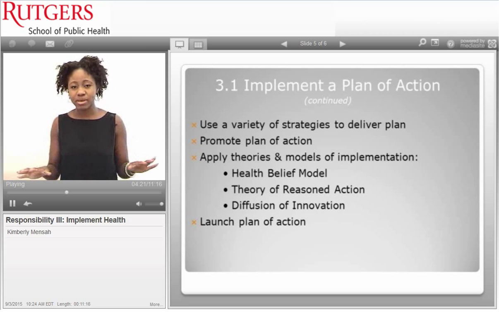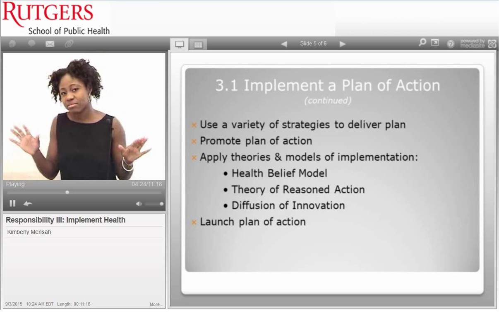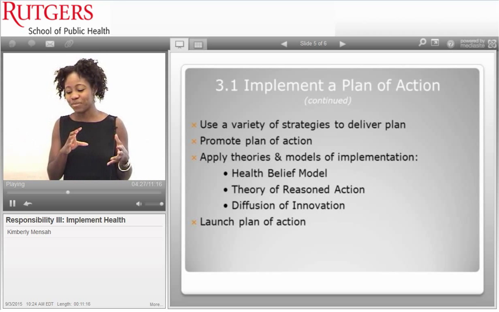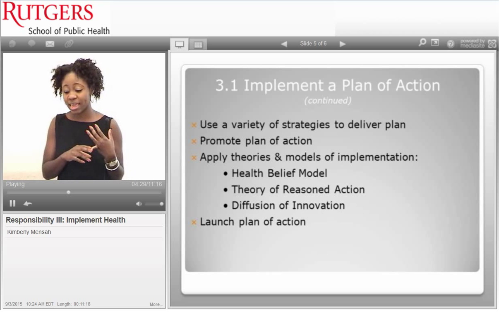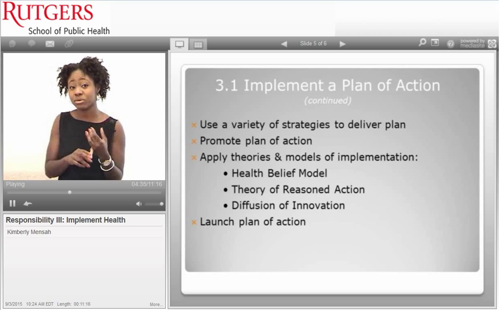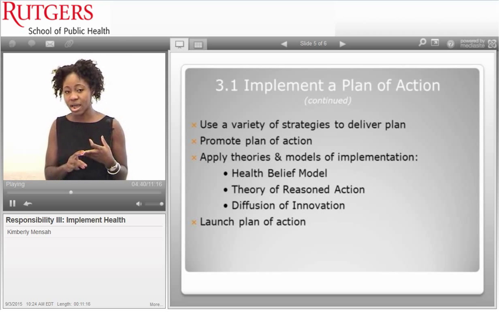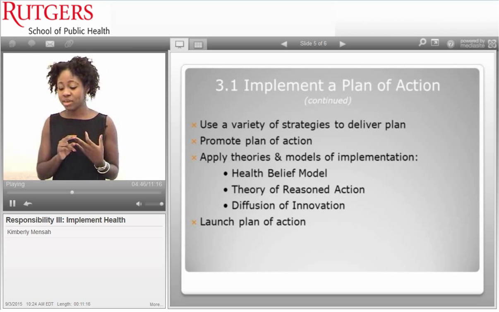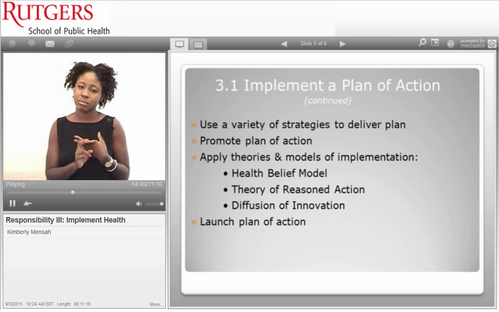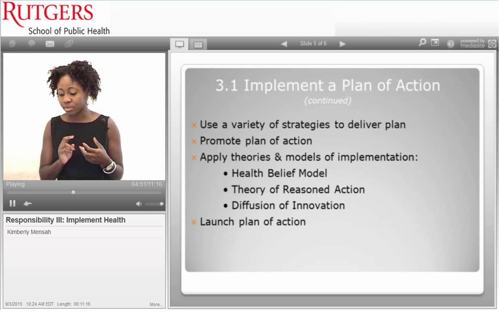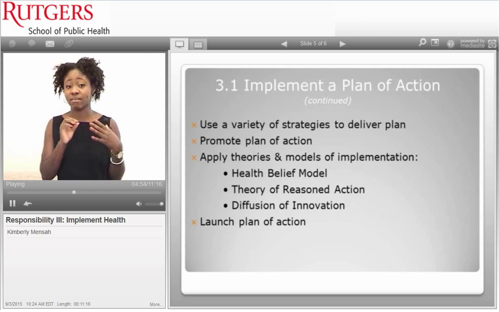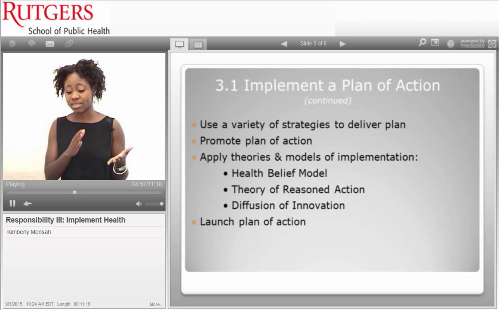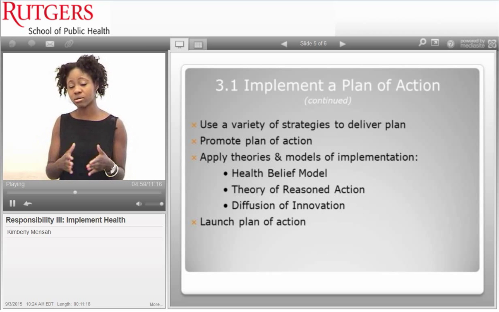This is an individual-based model, and it states that a person is most likely to change a behavior based on how much they perceive susceptibility, perceived severity, so how serious is it if I don't change my behavior, perceived benefits, am I going to get compensated if I change my behavior, perceived barriers, do I have to go out of my way to change my behavior, and cues to action and self-efficacy. So those are the main factors of the health belief model. So that's one model. It's a very common one.